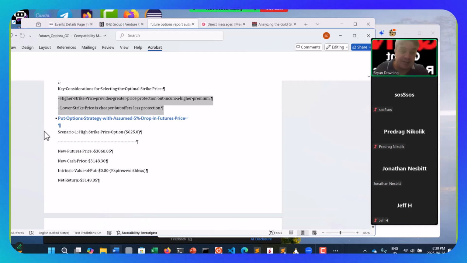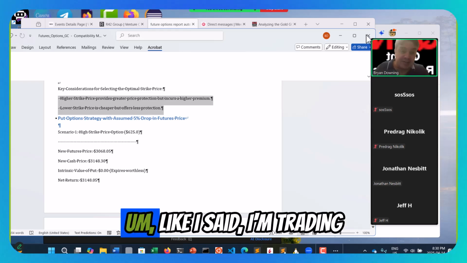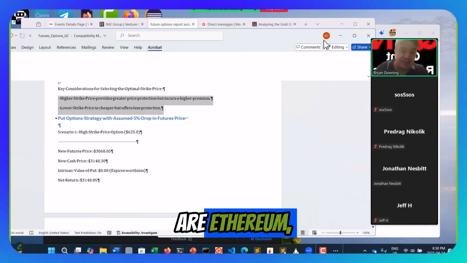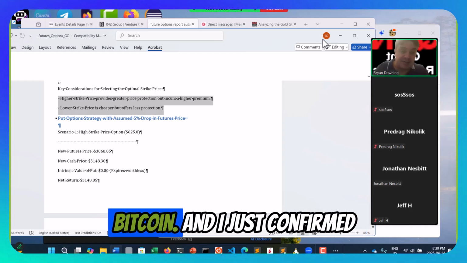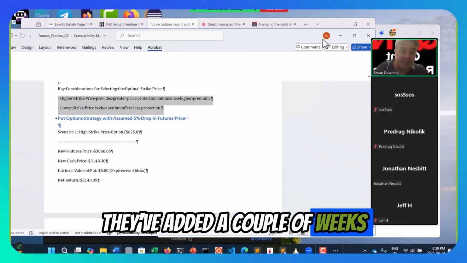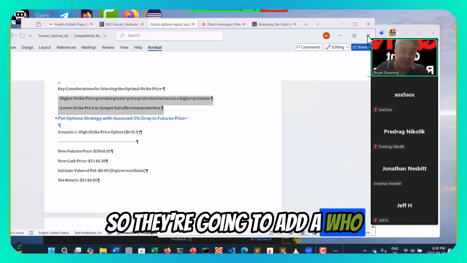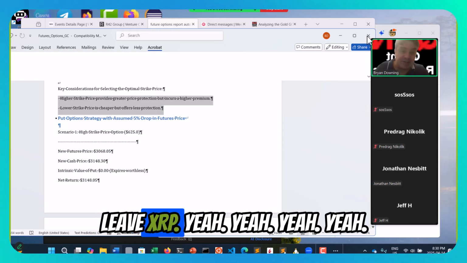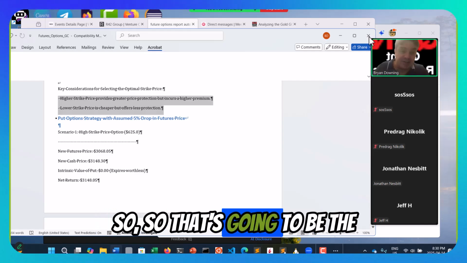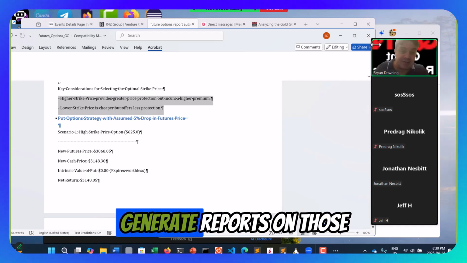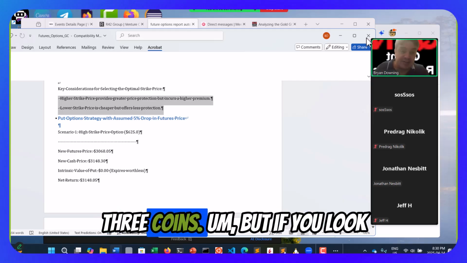I think a strategy that just switches to the high momentum coins would be interesting. Do you have anything like that in mind? Like I said, I'm trading through the futures market. The only three coins available are Ethereum, Bitcoin, and, I just confirmed, they added a couple of weeks ago, and it's live now, Solana. I believe XRP is coming too. I saw CME has micro Solana. So that's going to be the exciting thing. But I haven't been able to yet generate reports on those three coins.